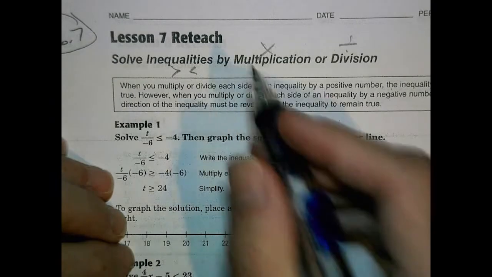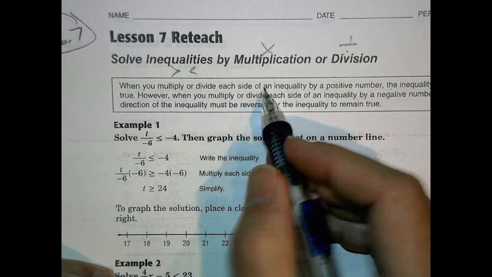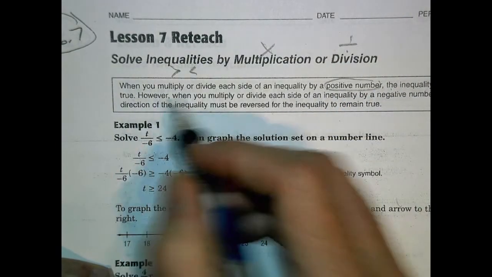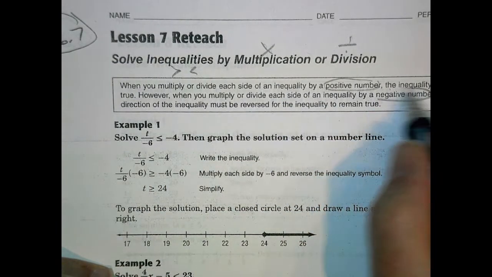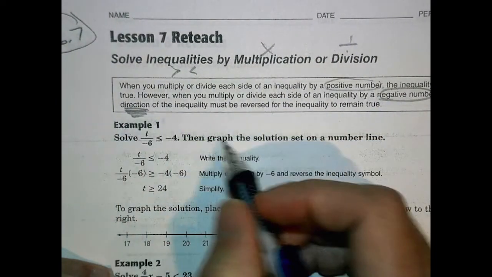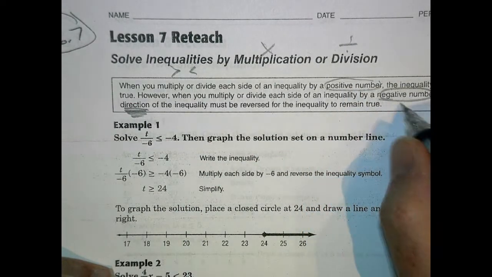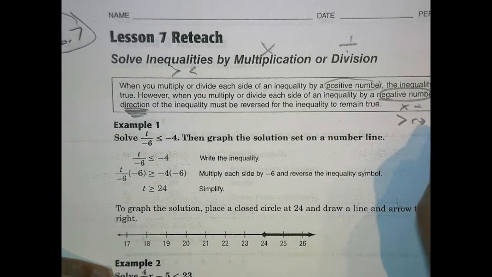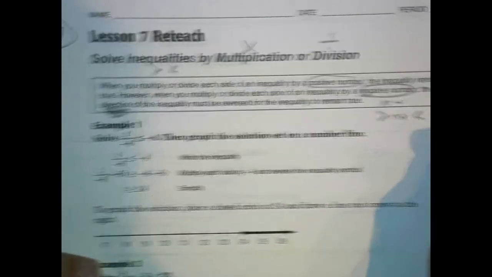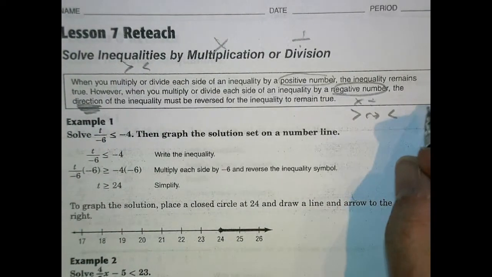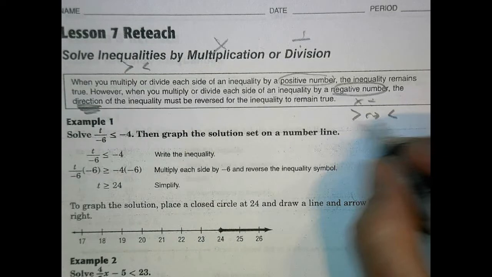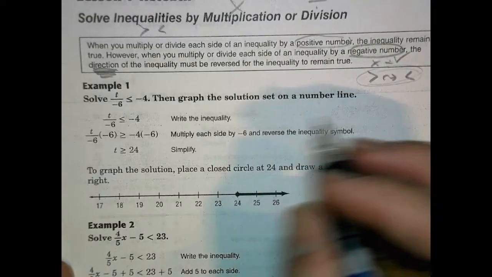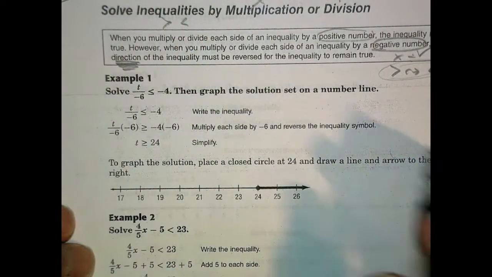Alright, so here we go. The key thing here is when you multiply or divide each side of an inequality by a positive number, then the inequality remains true, so it stays the same. However, when you multiply an inequality by a negative number, the direction of the inequality must be reversed. So if we divide or multiply by a negative number, if it was greater than, then we have to change that to less than. And that's the key thing to remember, that when you're working with multiplication, division, and inequalities, you're going to have to change the direction of the inequality if you're doing multiplication or division with a negative number. Other than that, everything is just straightforward. Just remember that little concept.